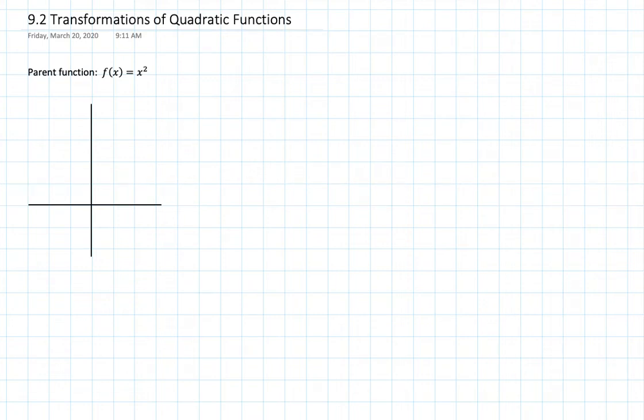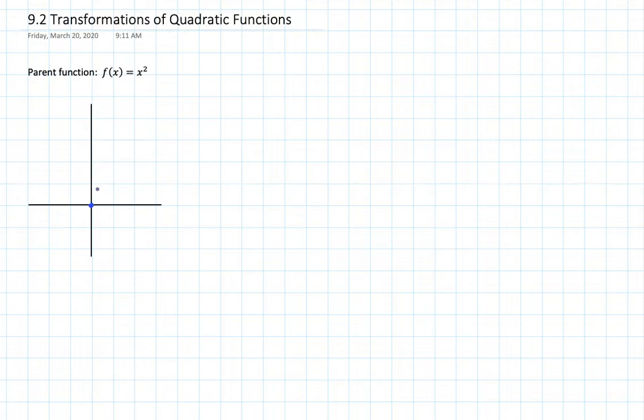Hello. We're going to do 9.2 today, transformations of quadratic functions, and this is where we're applying those left 2, up 4, down 3, vertical stretch. We're applying that to quadratic functions. If you remember, our parent quadratic function is just x squared, and that looks, I'm going to just fill this in, maybe. There we go.